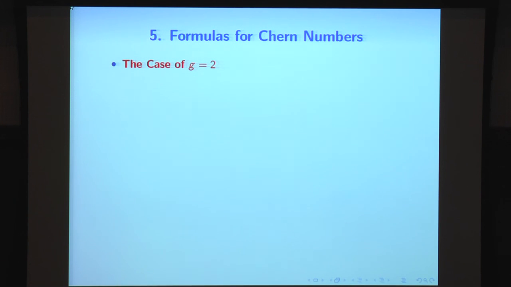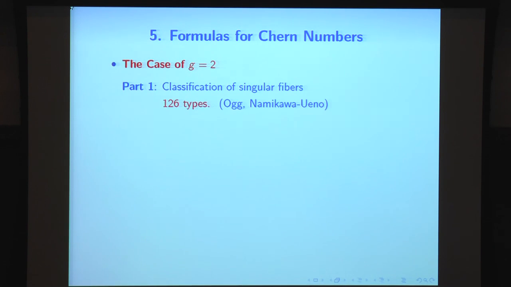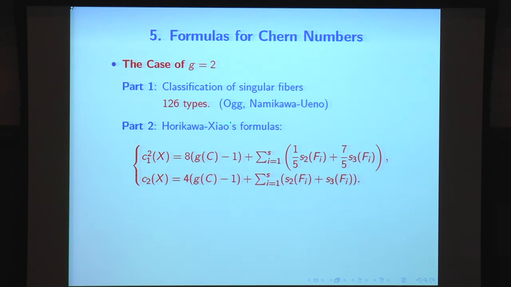Okay, some algebraic geometers tried to generalize Kodaira's formulas. For example, in the genus 2 case, someone classified the singular fibers. There are about 126 types. From the classification, one can get some formulas like this. This is due to Horikawa and Xiao, by using double covers.